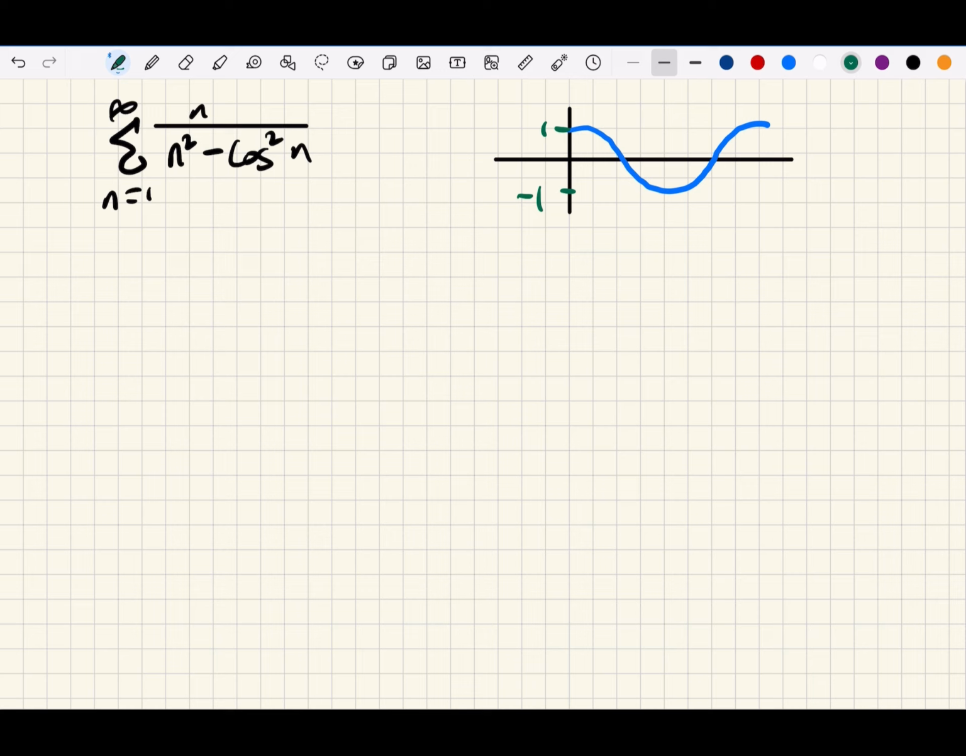Okay, so here's what I think we need to do. I think we're going to be comparing. I think we need to think of something that might relate well, but just doesn't have that cosine squared n in it. Like, for instance, what if I looked at the terms of n over n squared without the cosine in it? Now, that would reduce, wouldn't it? To 1 over n? Hey, wait a second.